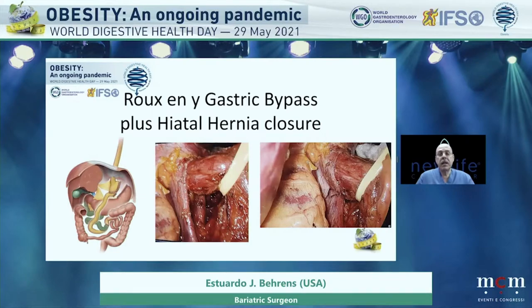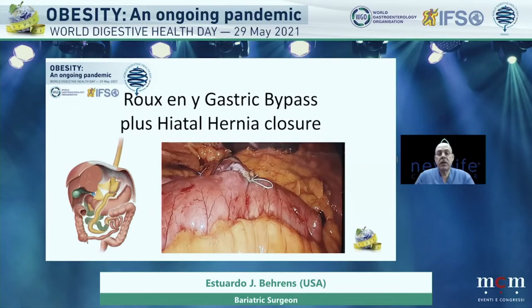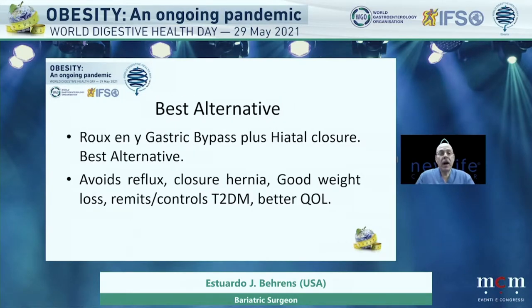You can see in the picture a wide hiatal hernia, and in the picture on the right, you can see the closure of the hiatal hernia. And this is the end result. You can see the gastrojejunostomy performed, and this is going to relieve the reflux. We're going to close the hernia.